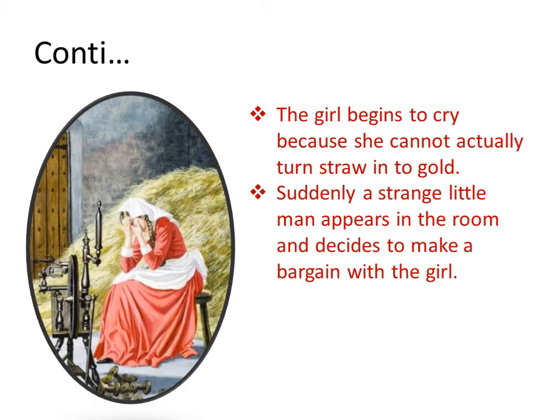"Why are you crying?" he asked. "I must spin this straw into gold, or the king will chop off my head," said the girl. "What will you give me if I spin the straw into gold for you?" Now this is called bargaining. Now I can do this, but what are you going to give me? So the little man asked. "I will give you my necklace," said the girl. Now she agreed to give her necklace if he can do her work.